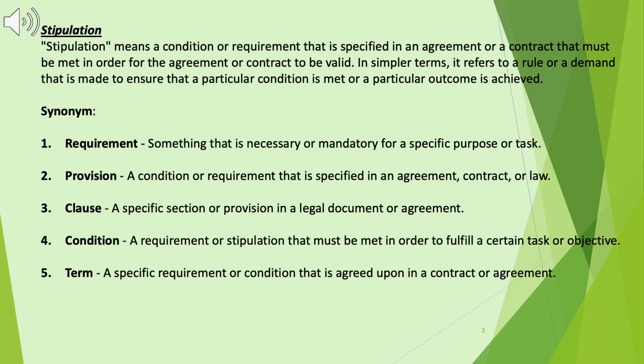Stipulation. Stipulation means a condition or requirement that is specified in an agreement or a contract that must be met in order for the agreement or contract to be valid. In simpler terms, it refers to a rule or a demand that is made to ensure that a particular condition is met or a particular outcome is achieved.